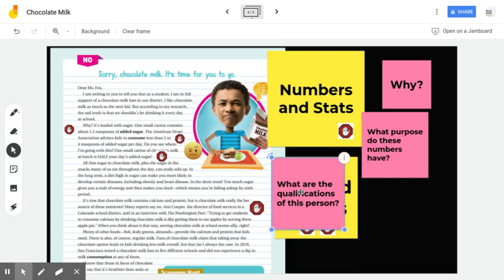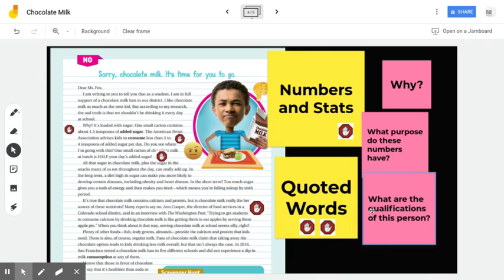So I'm going to bring this here. What are the qualifications of this person? This says, the director of food services. So that, to me, seems like a very important job, that people would understand what nutrients kids need and would have a lot of knowledge about chocolate milk and what's in chocolate milk. So that seemed like a good person to quote.